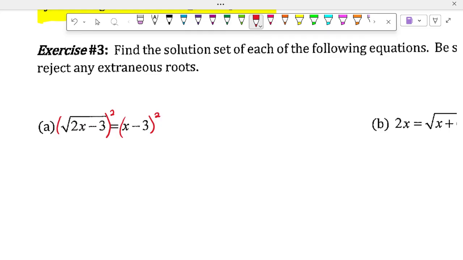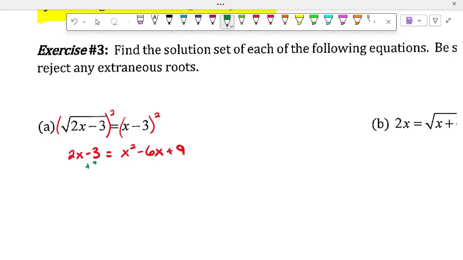So I'm going to square both sides. So this would be 2x minus 3 is equal to what? If I did a quick FOIL on x minus 3 times x minus 3, what is it? x squared minus 6x plus 9. Right. It's a perfect square trinomial, so that should be fairly quick.